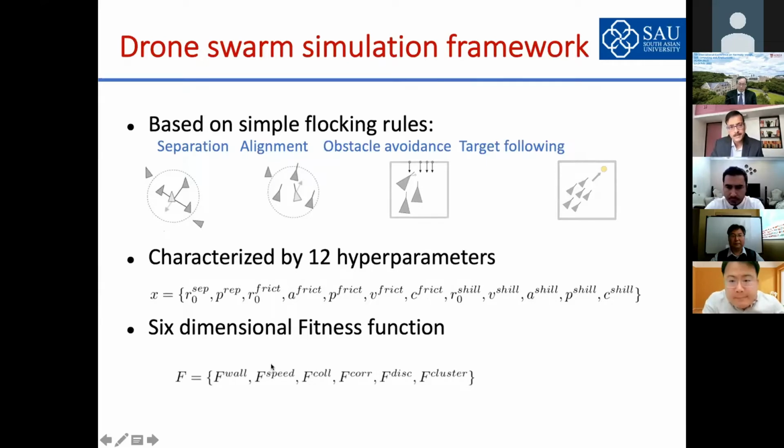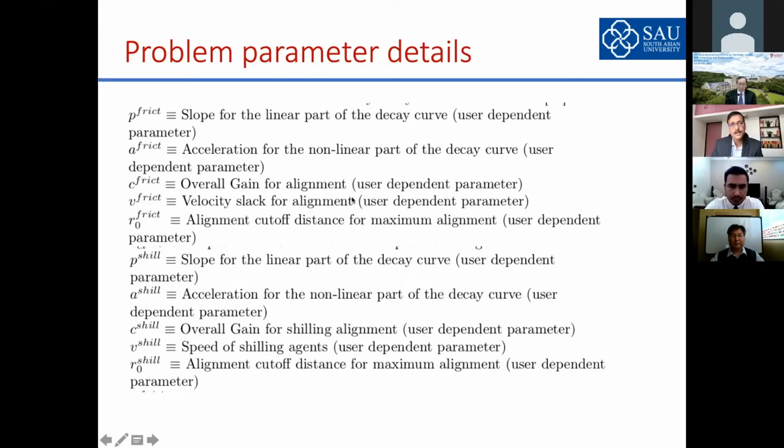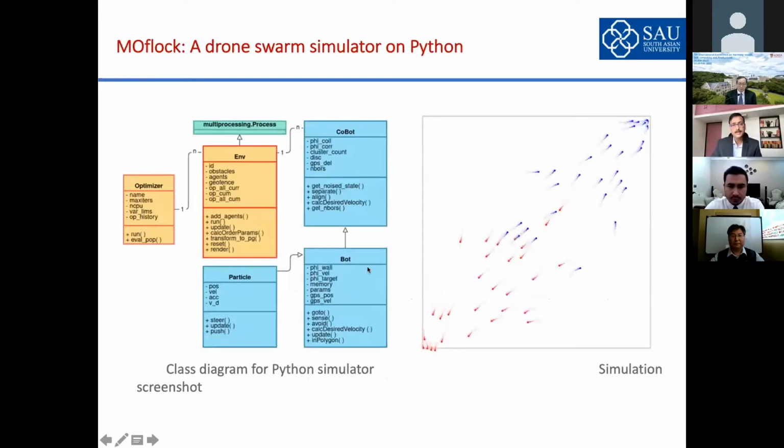And this is the class diagram of our simulator, where we have 5 classes: solutions, particle, boats. These are the drones with no coordination, only the movement, and the co-boat is with the coordinating boats, and then the environment is where they are flying. So it's a confined environment, and then we have applied one optimizer, that is NSGA-II here.